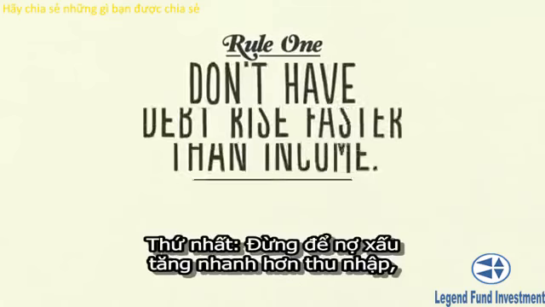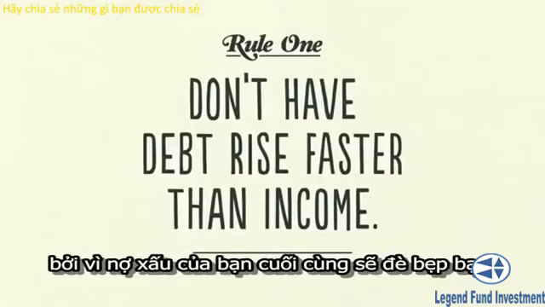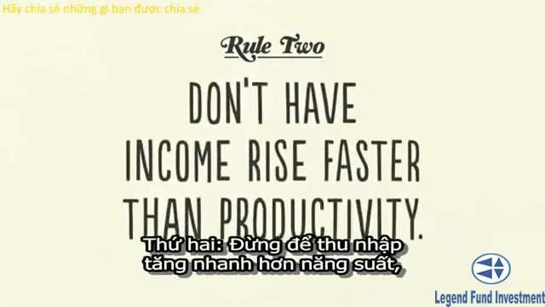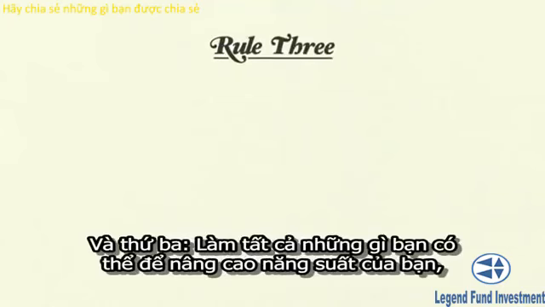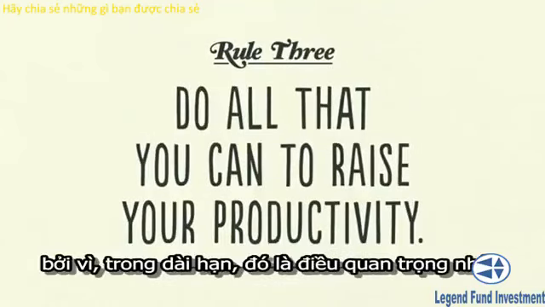First, don't have debt rise faster than income, because your debt burdens will eventually crush you. Second, don't have income rise faster than productivity, because you'll eventually become uncompetitive. And third, do all that you can to raise your productivity, because in the long run, that's what matters most.